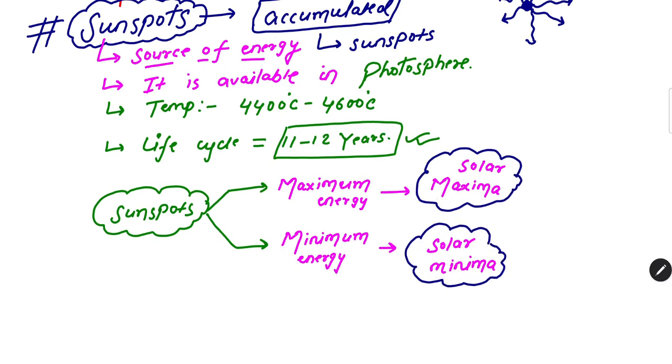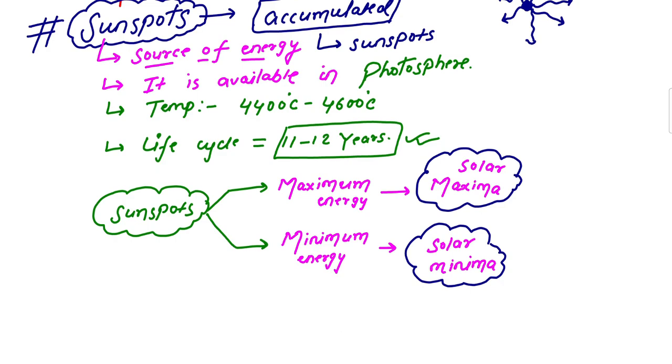Now when you see solar maxima and solar minima, it may look like a very heavy word, like rocket science, but it's not like that. Solar maxima means the sun spot where the maximum energy is present, and the sun spot where the minimum energy is present is called solar minima. So these are two concepts.